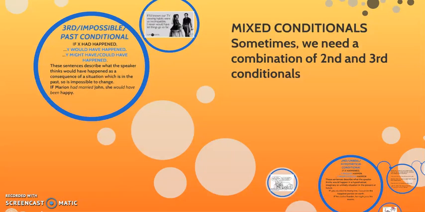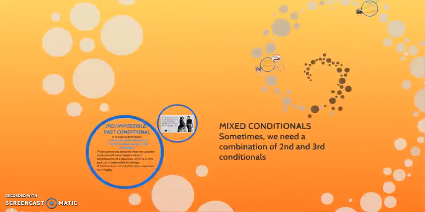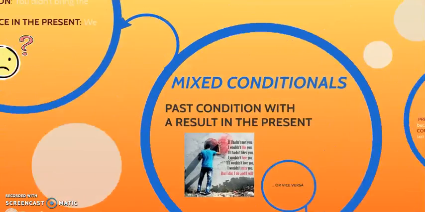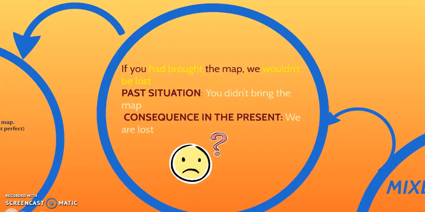Good. These type of conditionals you probably know. Let's talk now about mixed type conditionals. Sometimes we need a combination of the second type conditional and the third type conditional. How so? Well, when we need to express that a past condition has a result in the present.